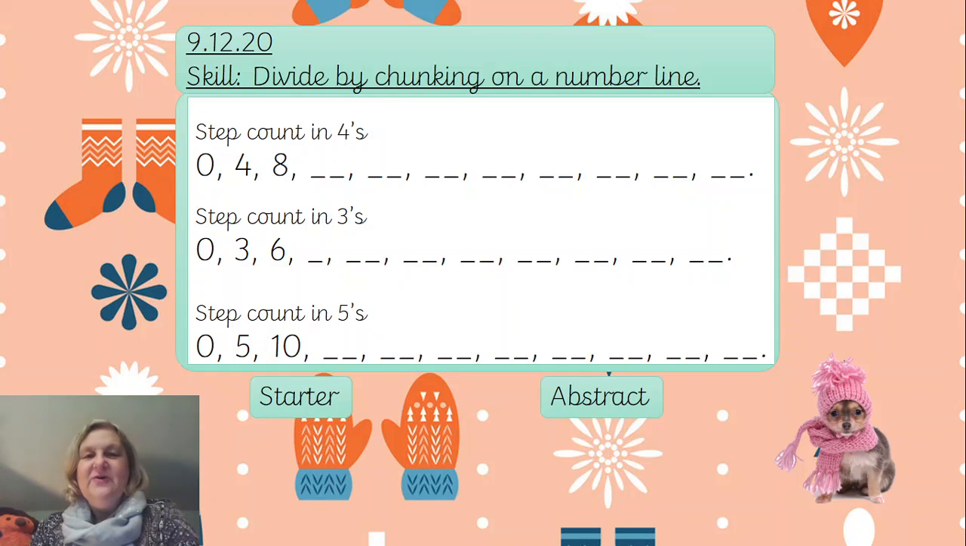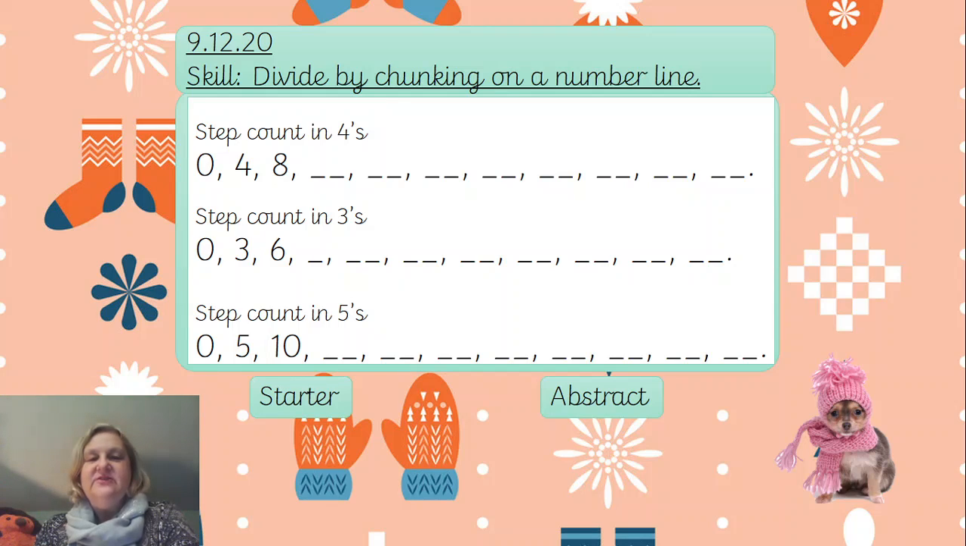Hopefully you've had a go, and I'll go through them now with you. We've got 0, 4, 8, 12, 16, 20, 24, 28, 32, 36 and 40. So that's 10 lots of 4 right up the end being 40.